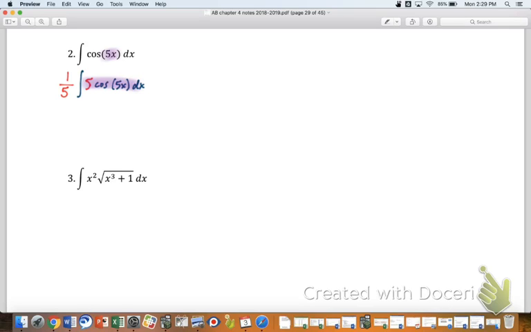The 1/5 doesn't go anywhere. It's on the outside of the integrand. But where does the 5 go when I actually find my antiderivative? Back inside. It goes back in the bigger box.